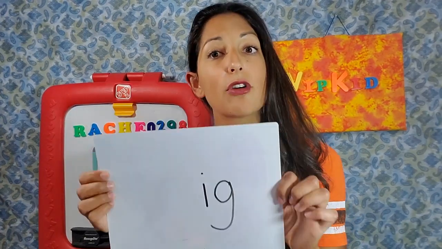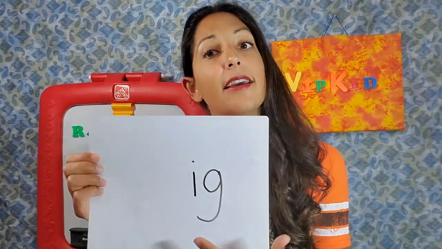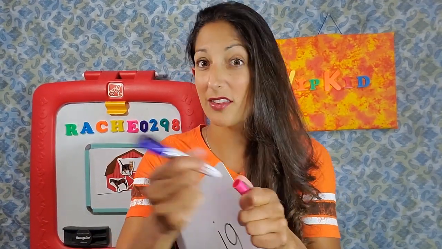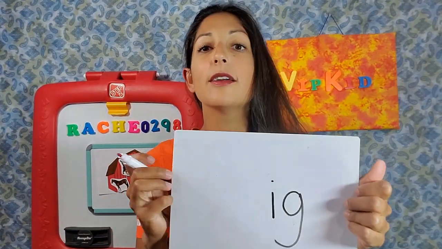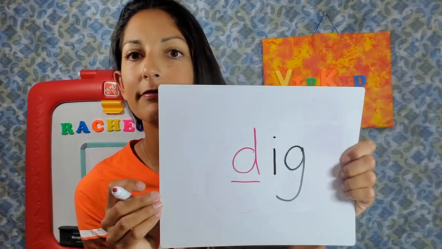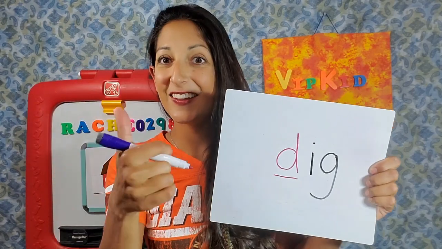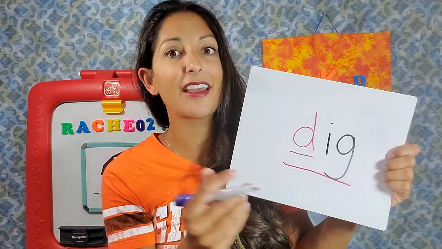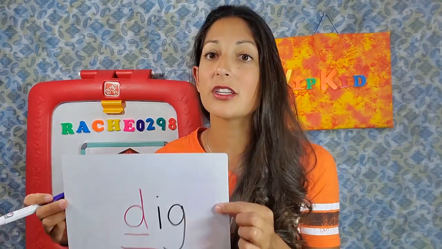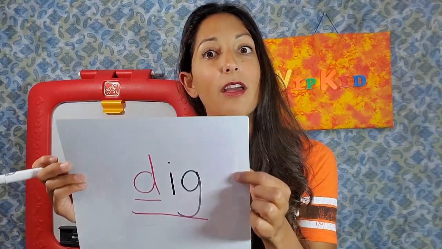Again, if you don't have magnet letters, use a piece of paper or another whiteboard and draw the same concept: I, G, ig, and then you can take out a marker. I'd recommend a different color if you have that as an option, and then do the next letter. D. Good. Dig. So a couple different ways you can do that depending on if you have magnet letters or just a piece of paper that you're writing on or another whiteboard.